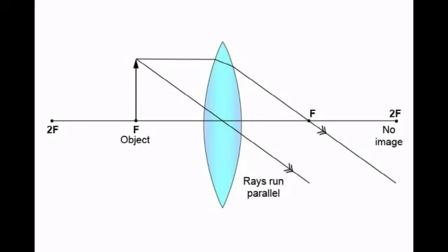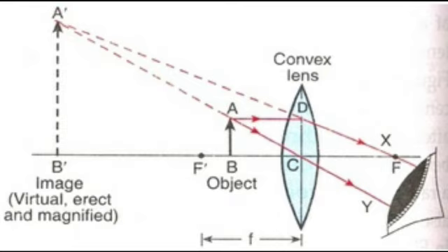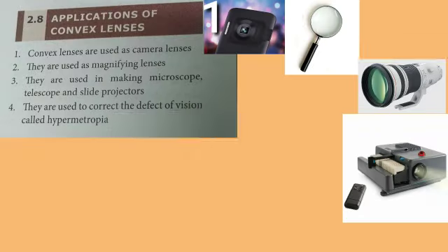Object placed at the principal focus, F. When an object is placed at the focus, a real image is formed at infinity. The size of the image is much larger than that of the object. Object placed between the principal focus F and optical center O. When an object is placed in between the principal focus and optical center, a virtual image is formed. The size of the image is larger than that of the object.